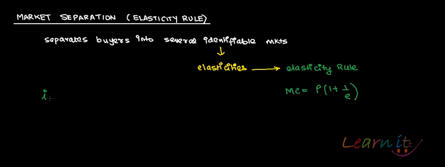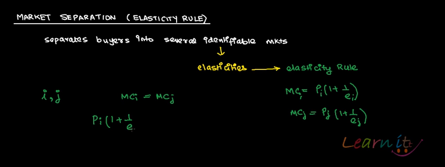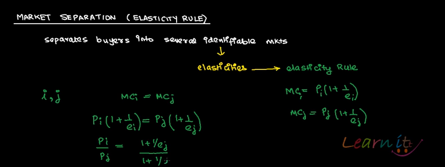Now suppose there are two markets, I and J, and suppose marginal cost in I is equal to the marginal cost in J. That is, marginal cost in both the markets are equal. So MCI is PI times 1 plus 1 upon EI, and MCJ is PJ times 1 plus 1 upon EJ. Since MCI is equal to MCJ, you can write PI times 1 plus 1 upon EI is equal to PJ times 1 plus 1 upon EJ. This is what you have. So you can write this as PI by PJ equals 1 plus 1 upon EJ divided by 1 plus 1 upon EI.